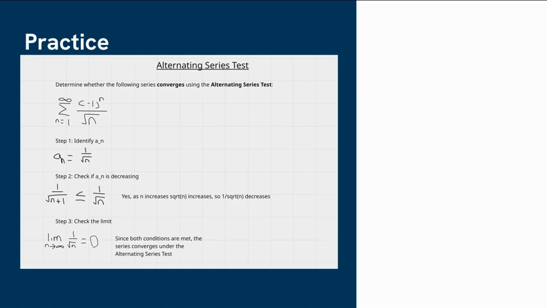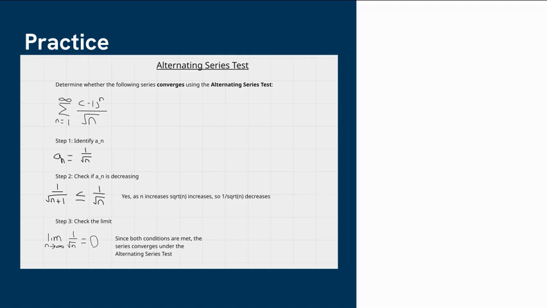Basically we can prove this by saying 1 over the square root of n plus 1 is less than or equal to 1 over the square root of n. And we can say this because as n increases, the square root of n also increases, so the entire 1 over the square root of n decreases.